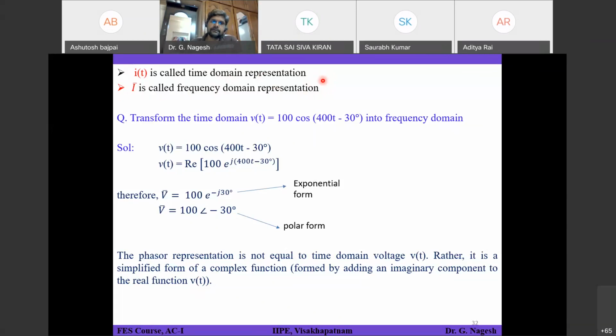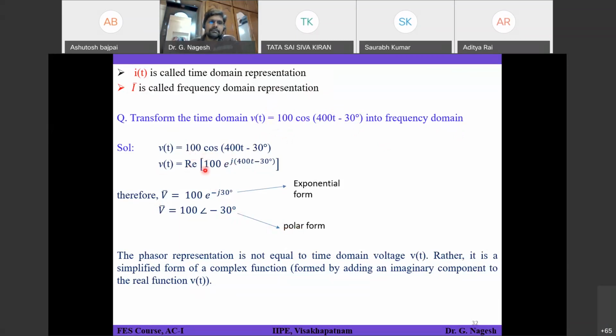Right. So how to transform a time domain voltage v of t, let's say this is your voltage, into the frequency domain? That means we are converting it into a phasor. What will that be? v of t is 100 into cos of 400t minus 30 degrees. If you want to convert it into a phasor form or polar form, this is how you have to do it. The same steps I have written here.